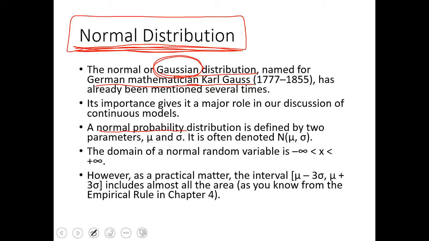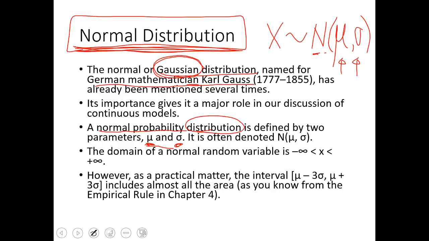The normal distribution, or Gaussian distribution, is a continuous distribution for a continuous random variable, and it has two parameters, mu and sigma. If a random variable x is normally distributed, we denote it by N(mu, sigma). So we have two parameters to define the normal distribution.